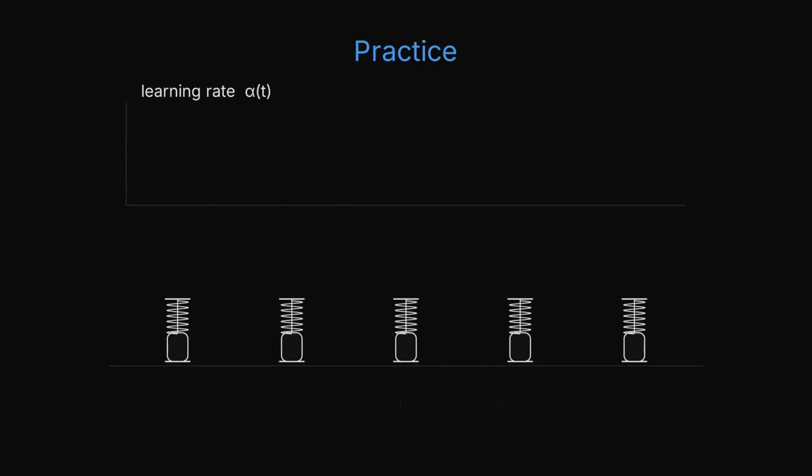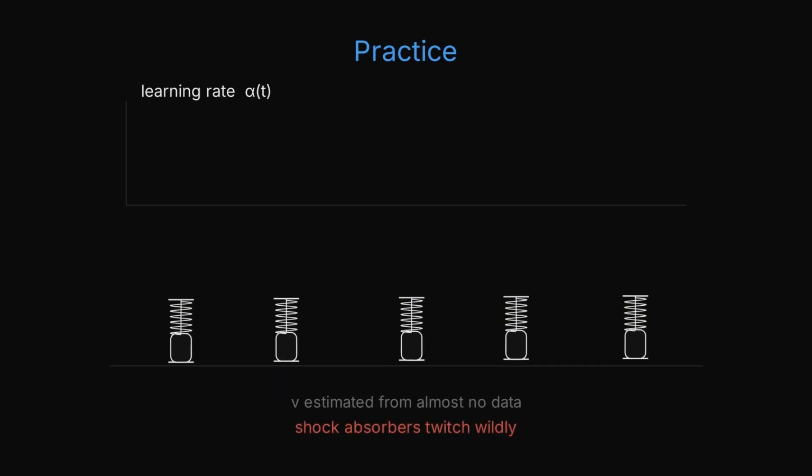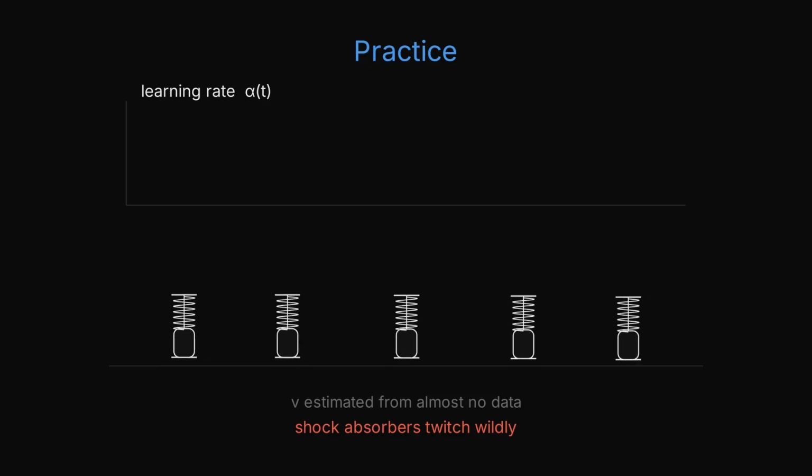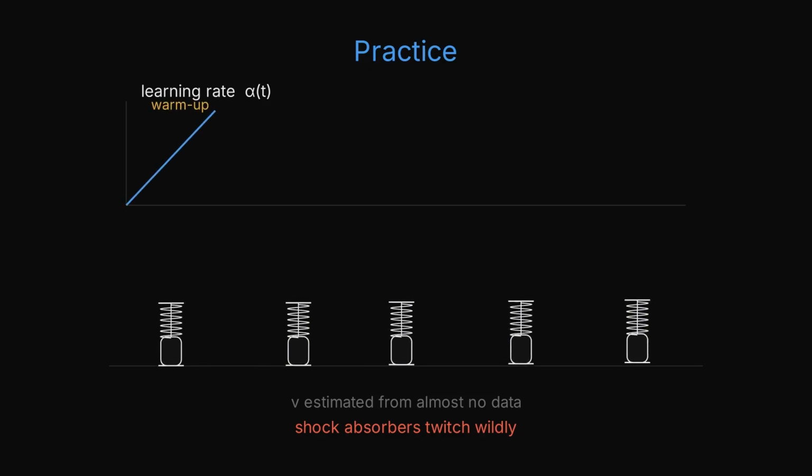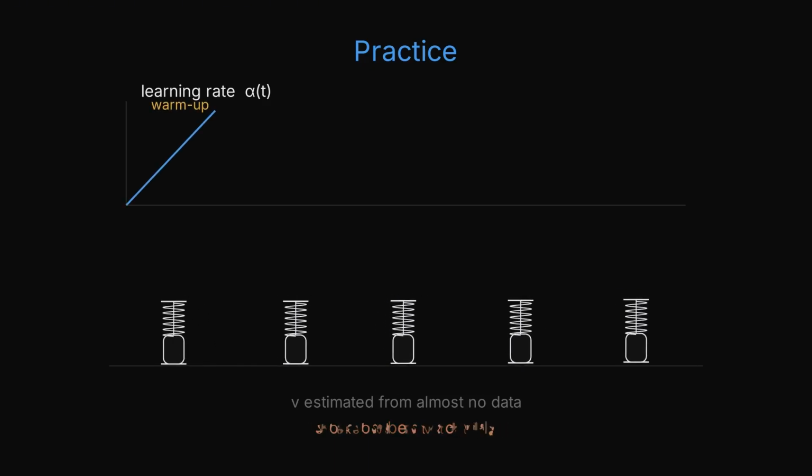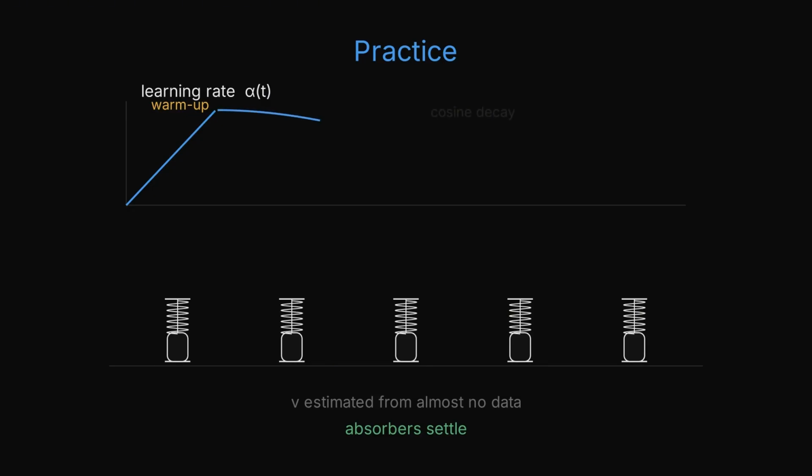Now, practice, each tip reconnected to the shock absorber metaphor. Warm-up plus cosine decay. In the first steps, V is estimated from almost no data, so the shock absorbers twitch wildly. So start alpha tiny and ramp it up, letting the absorbers settle, then decay it smoothly toward the end.